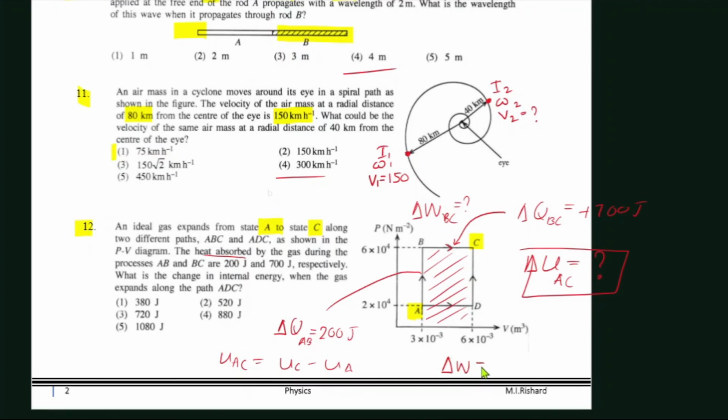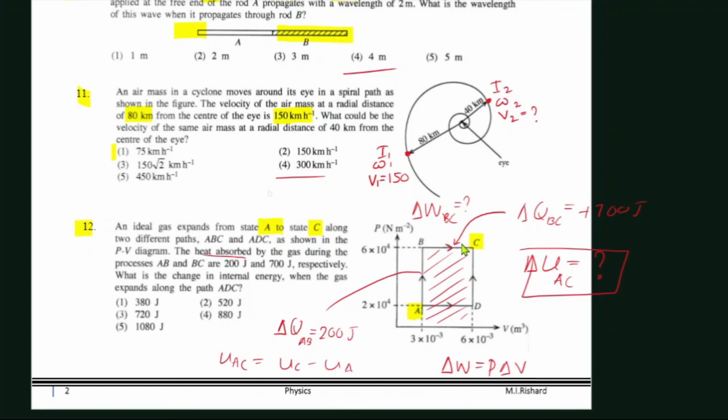Because work done is P delta V, right? So here the change in the volume is 0. There's no change in the volume. The volume is always going to be constant throughout this process, which means the change in volume is 0. Therefore the work done from A to B process is 0.